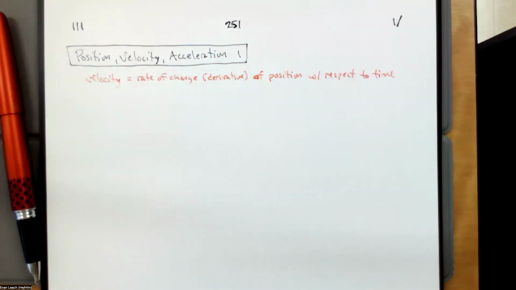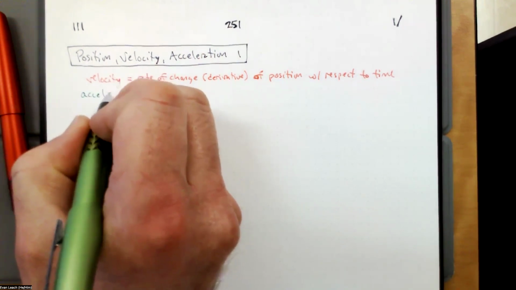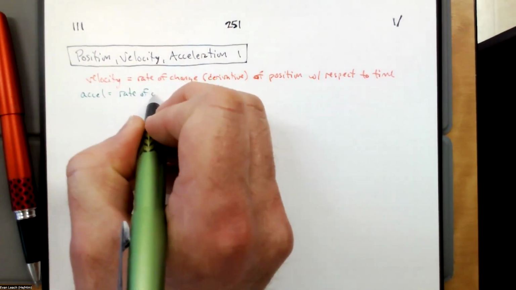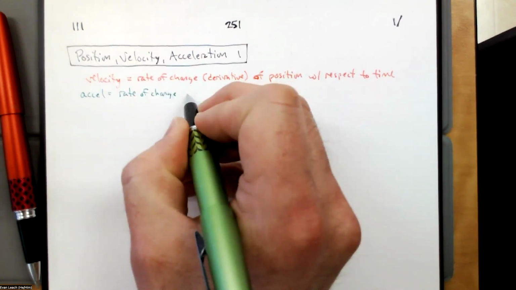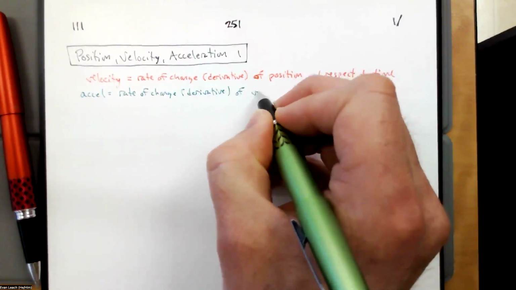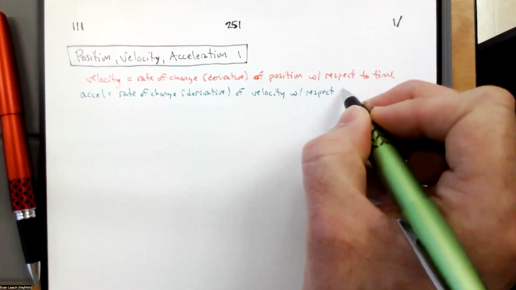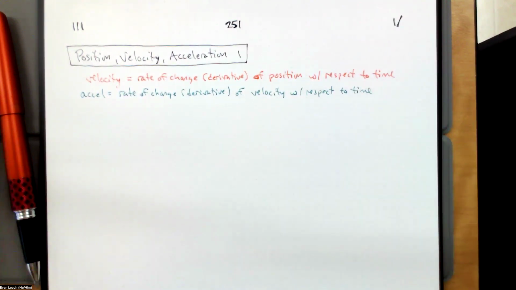Acceleration is how your velocity is changing. So your acceleration is the rate of change, which is the derivative, of velocity with respect to time. Velocity is the derivative of position. Acceleration is the derivative of velocity. That makes acceleration the second derivative of position with respect to time.